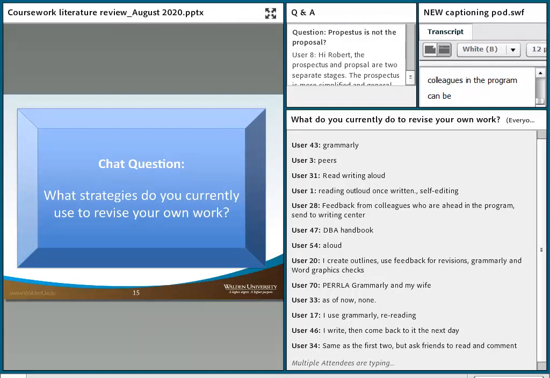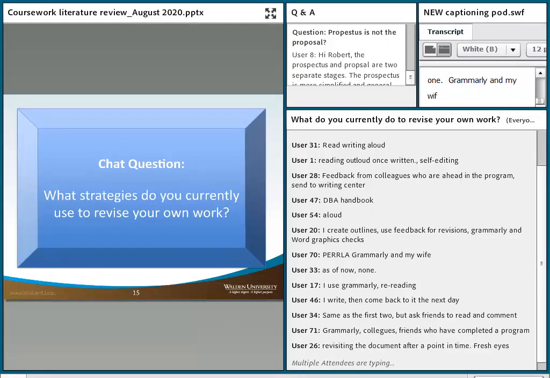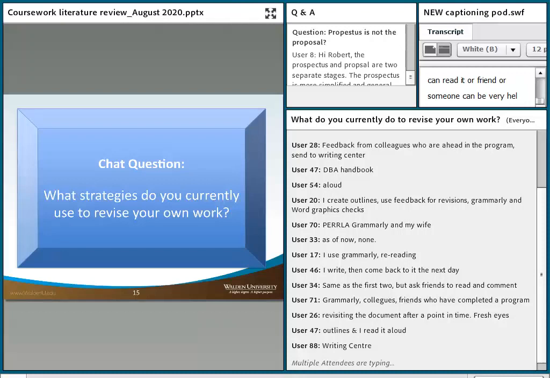The DBA handbook is big, or a handbook, depending on what your program is. Feedback from colleagues who are ahead in the program, that can be really, really helpful. Yep, create outlines. That's a huge one.